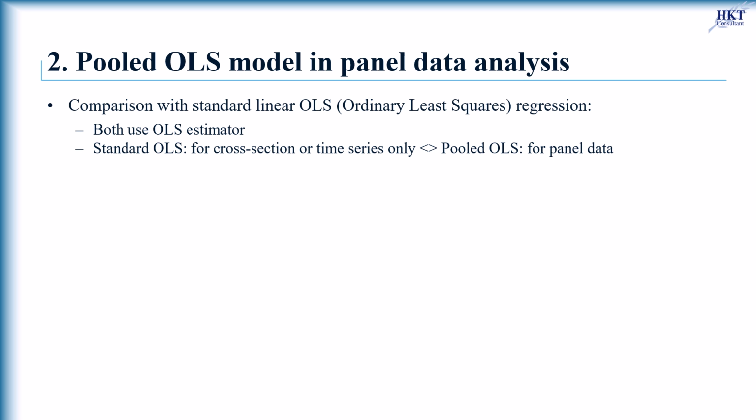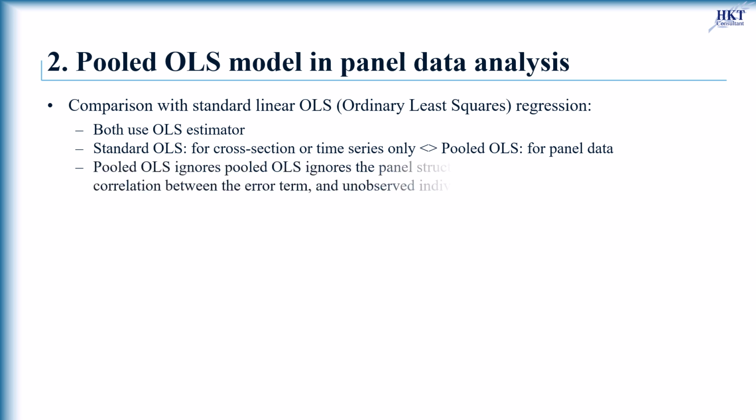Importantly, pooled OLS ignores the panel structure, by not accounting for potential correlation between the error term and unobserved individual effects. If individual specific characteristics influence the dependent variable, and are correlated with the regressors, standard OLS assumptions are violated, and pooled OLS estimates become inconsistent. This critical difference highlights the need to evaluate the suitability of pooled OLS, before applying it to panel data.